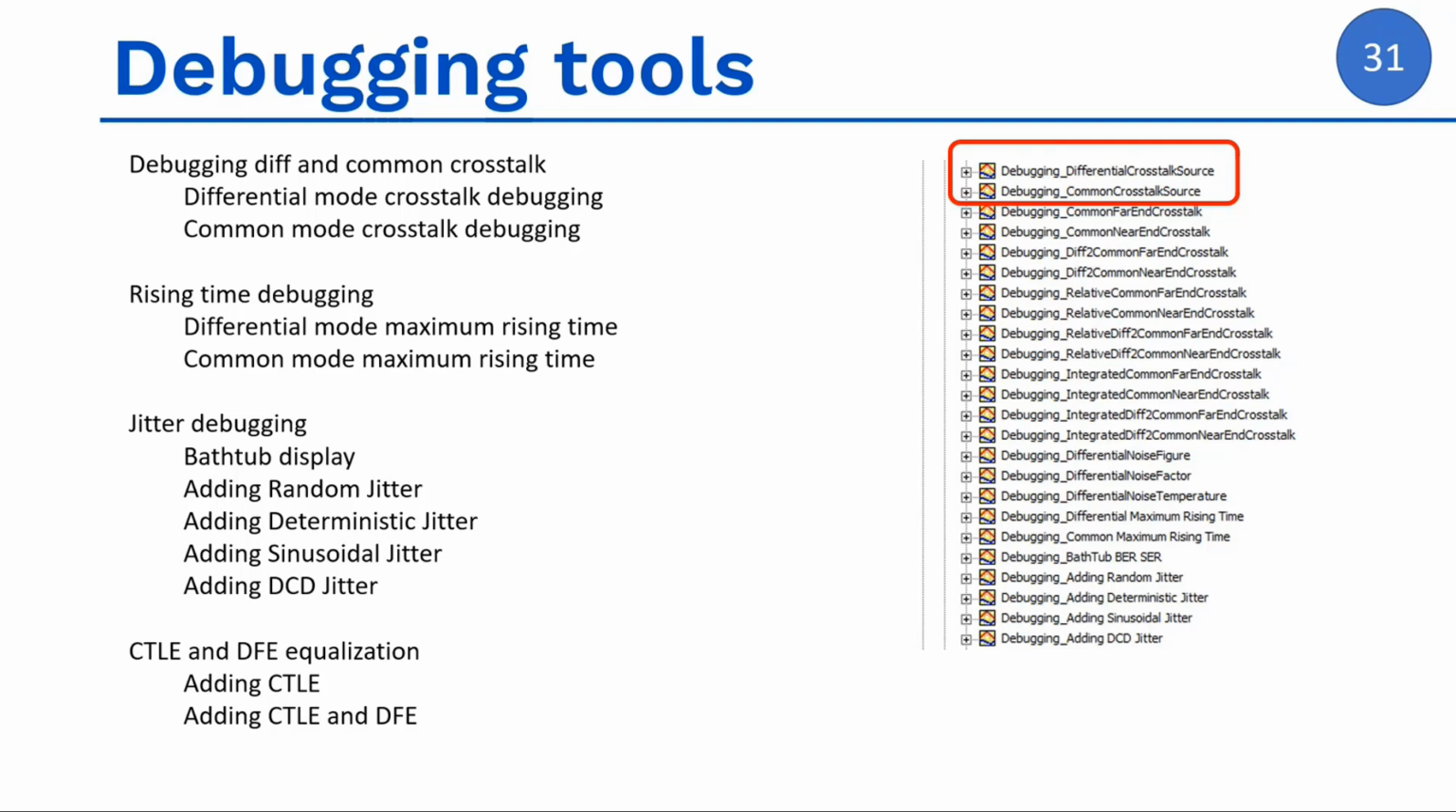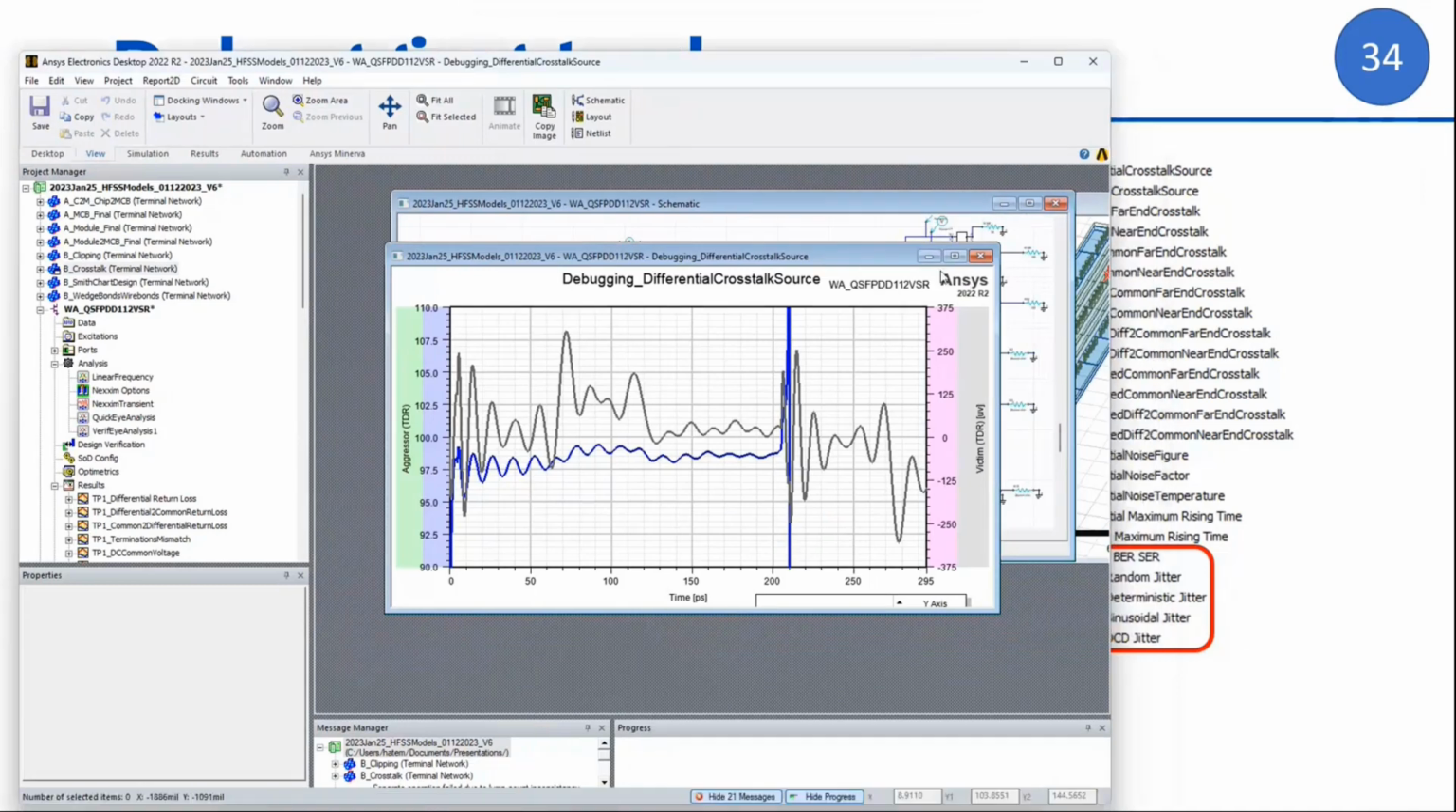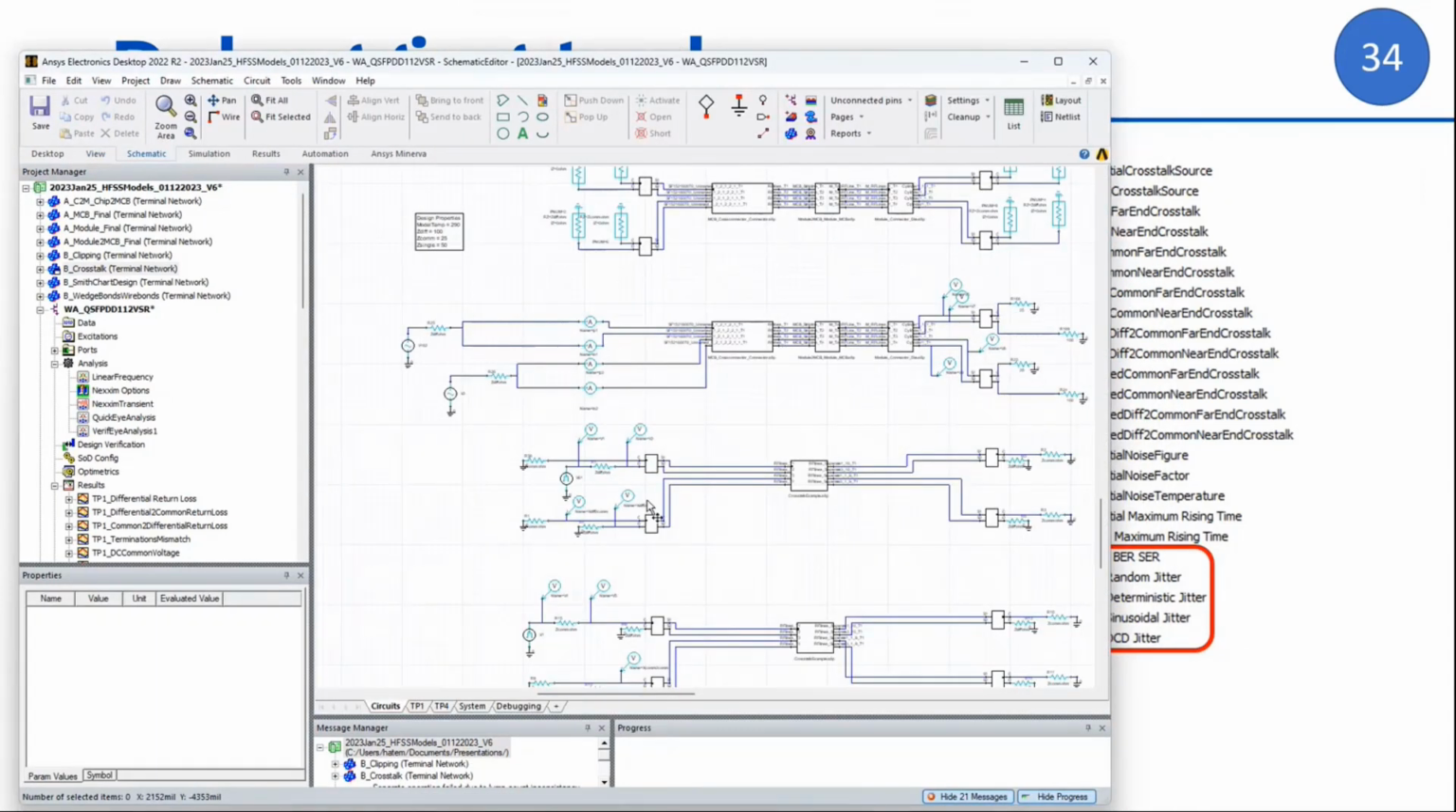So jitter, something else about jitter. Jitter is a debugging tool again. And as I say, it's a big topic. We need days to talk about it. But I wanted to show you what HFSS can do when it comes to debugging jitter. Jitter in HFSS, let me show you HFSS. Sometimes it's much better to show it in HFSS than to talk about it.